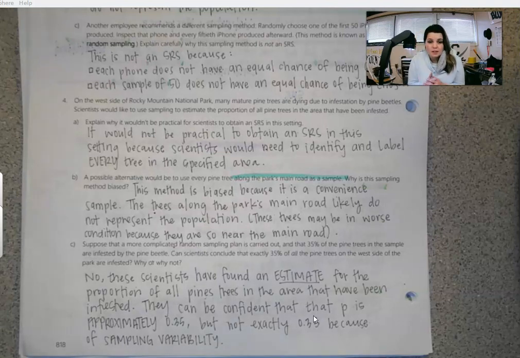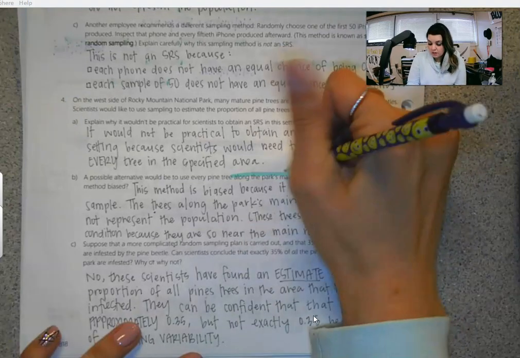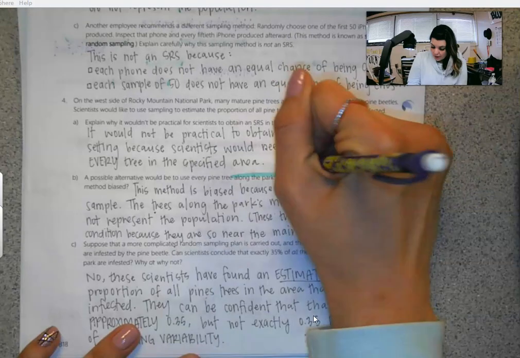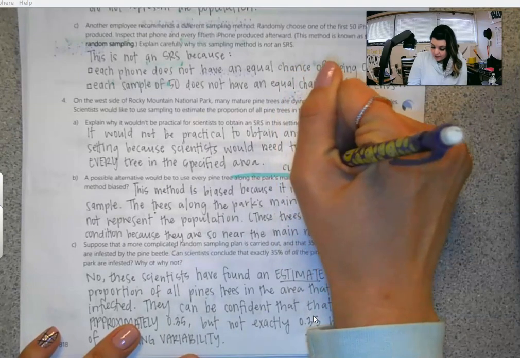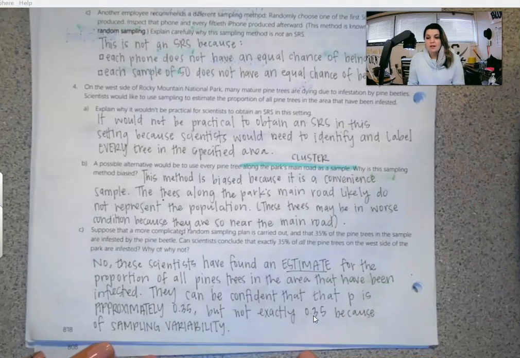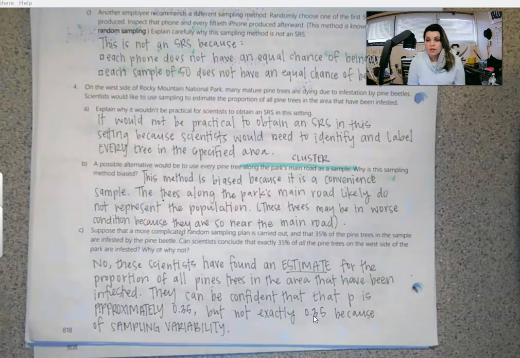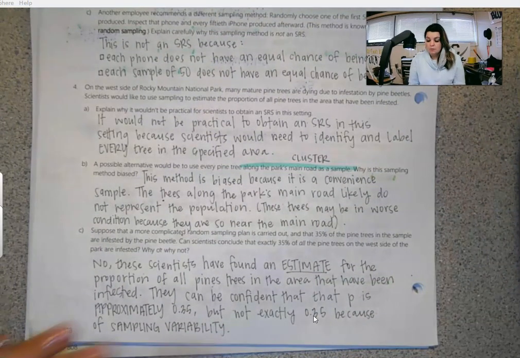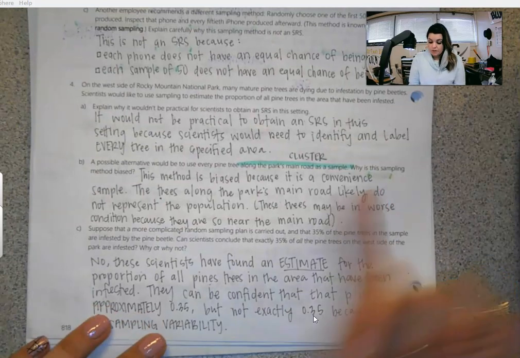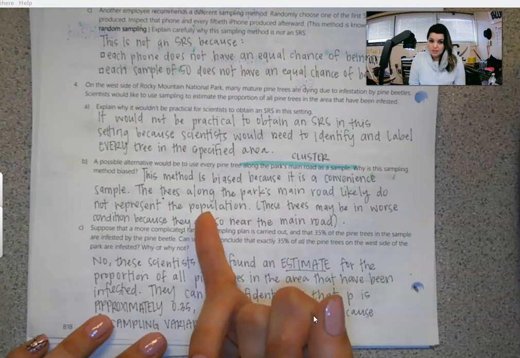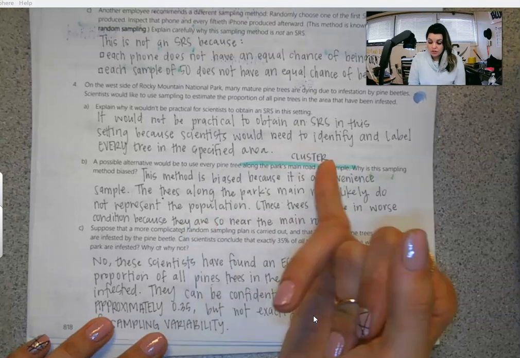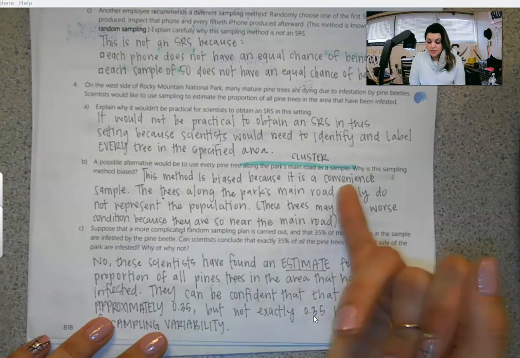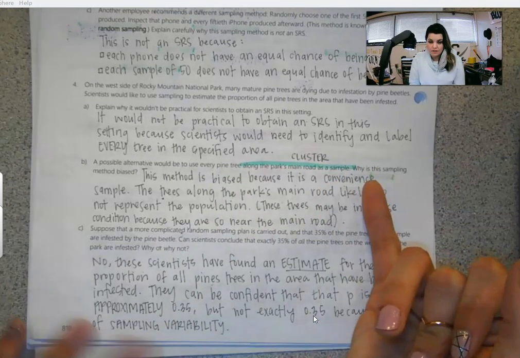A possible alternative is to use every tree along the park's main road. So this would be a cluster. Why would this cluster be biased? Well, I doubt that this cluster represents the population as it should. One, it's a convenience sample. So these trees likely do not represent the population. It's a cluster sample, but we're using that cluster because it's convenient.